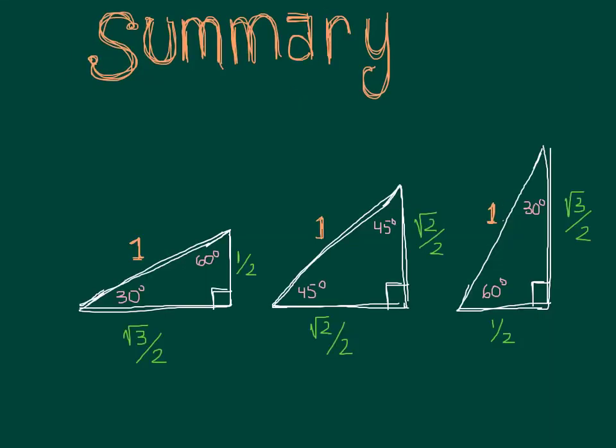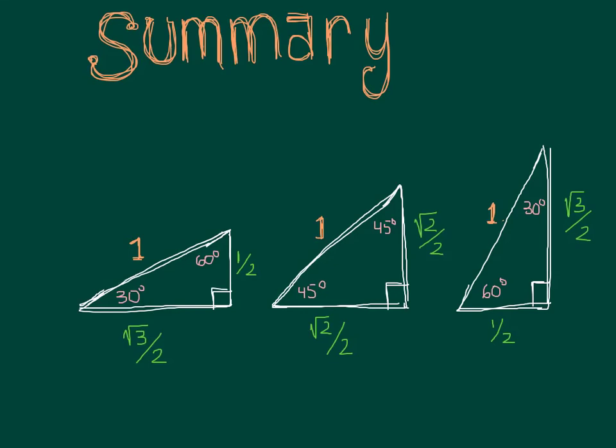Okay, so let's summarize what we just reviewed. We looked at two types of special right triangles, and we determined the side lengths of those special right triangles based on the fact that the hypotenuse was 1. So given a hypotenuse of 1, we were able to determine the other two side lengths using just the Pythagorean theorem and our knowledge of square roots.